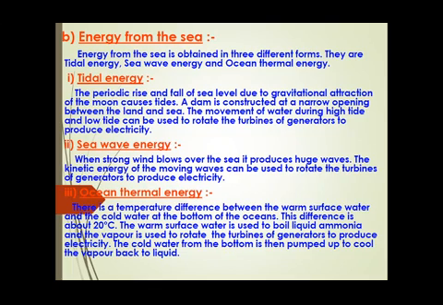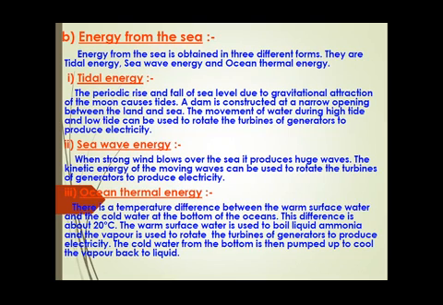Dear students, we are studying the chapter sources of energy, and under this we have studied the conventional sources of energy, and now we are undergoing the details of the non-conventional sources of energy. Under non-conventional sources of energy, energy from the sea we have studied earlier. Under this heading we have discussed tidal energy and sea wave energy, and now we will look at ocean thermal energy.